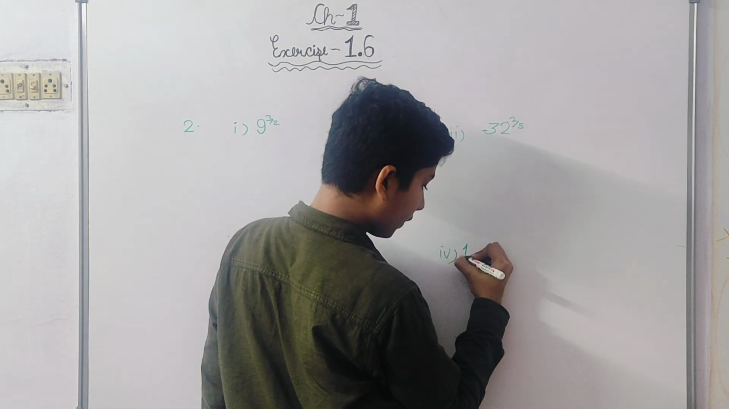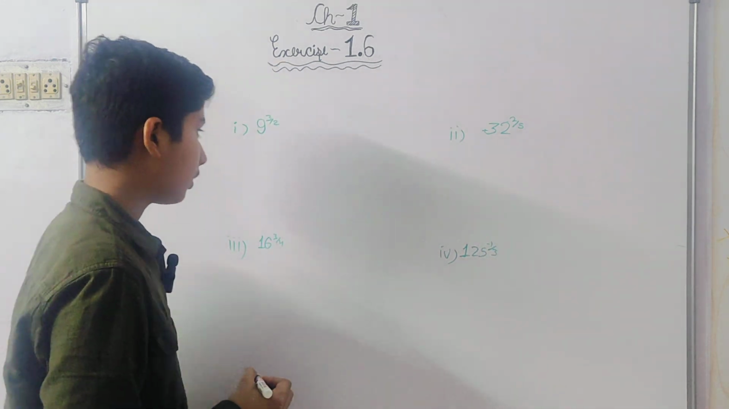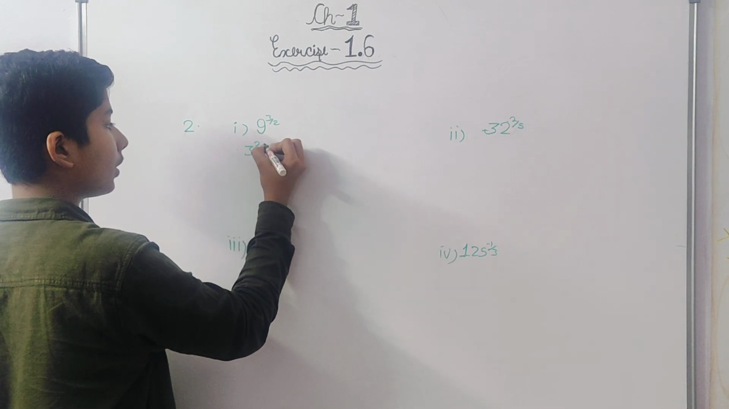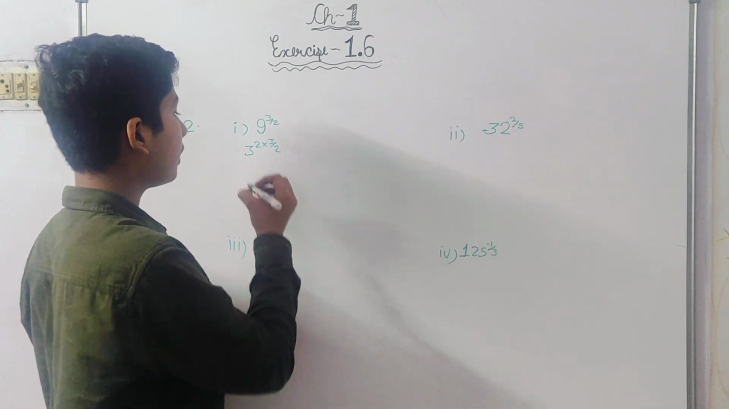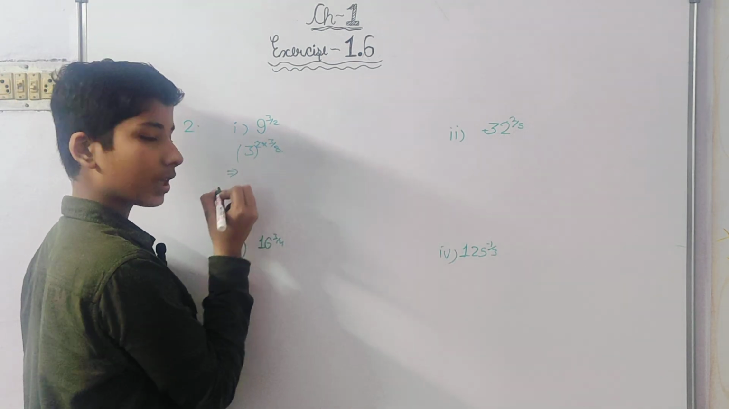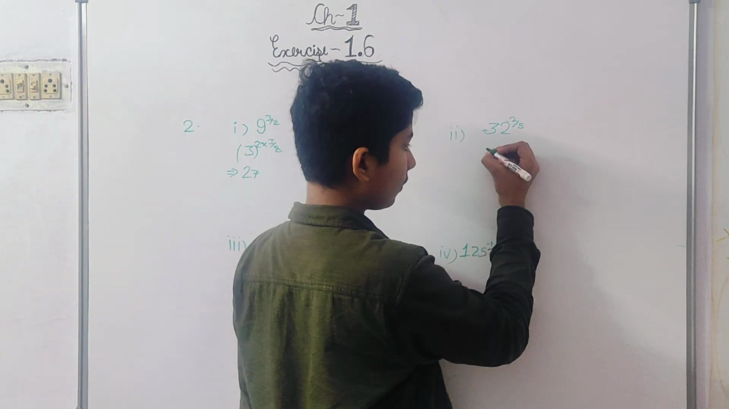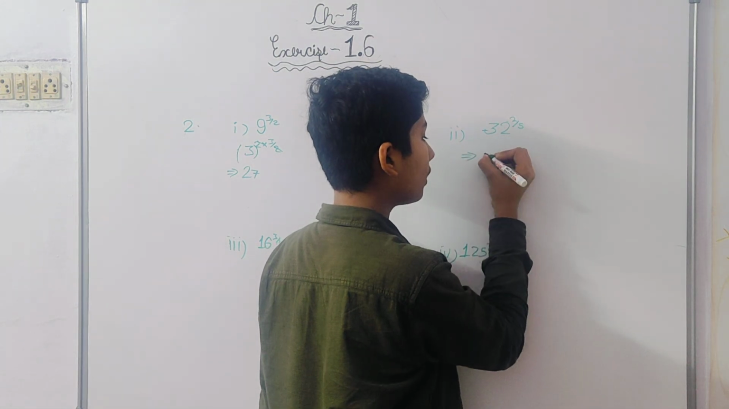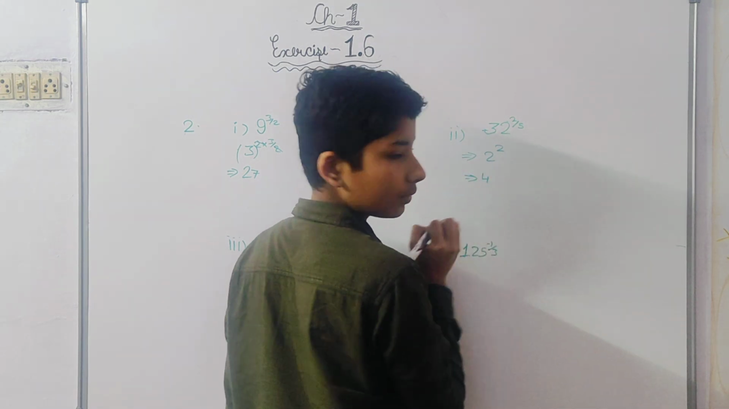Now if I solve the first one, 9 to the power 3 by 2 would be 3 square to the power 3 by 2. This would be our power. So 2 gets cancelled. 3 cube we know is 27, which is our answer. Now the next one: we know the fifth root of 32 is 2. Now 2 to the power 2 would be 4.